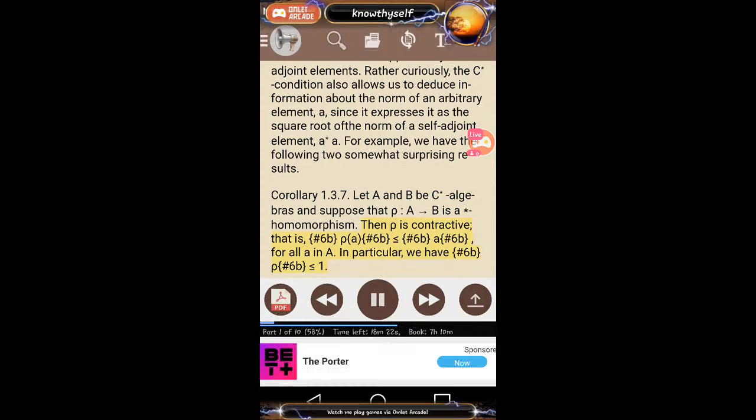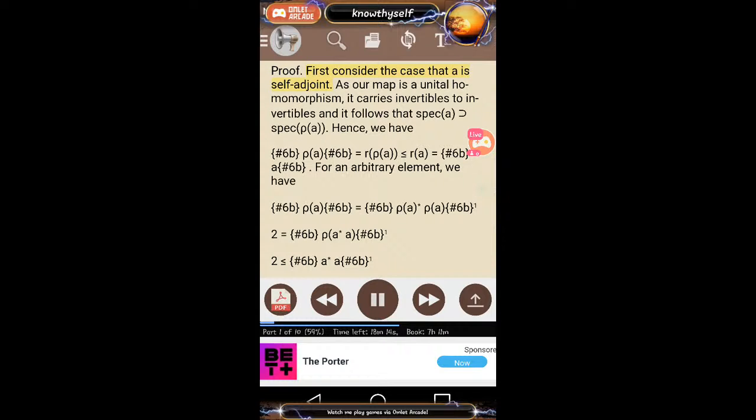Then ρ is contractive. That is, ‖ρ(a)‖ ≤ ‖a‖ for all a in A. In particular, we have ‖ρ‖ ≤ 1. Proof. First consider the case that a is self-adjoint. As our map is a unital homomorphism, it carries invertibles to invertibles, and it follows that spec(ρ(a)) ⊆ spec(a). Hence, we have ‖ρ(a)‖ = r(ρ(a)) ≤ r(a) = ‖a‖.